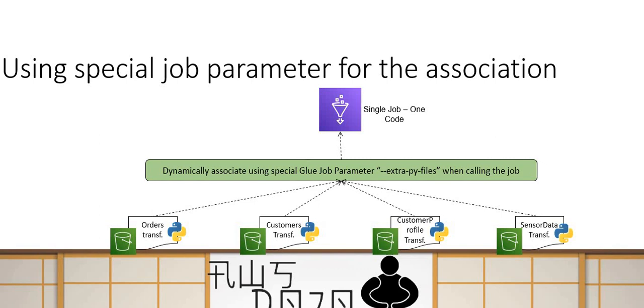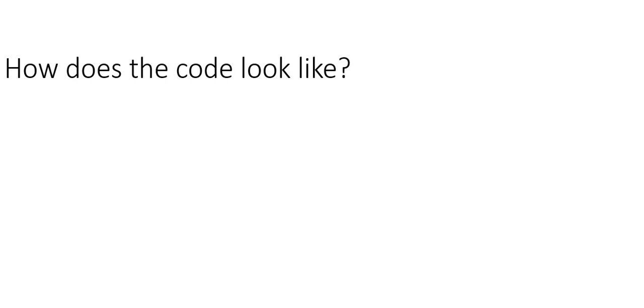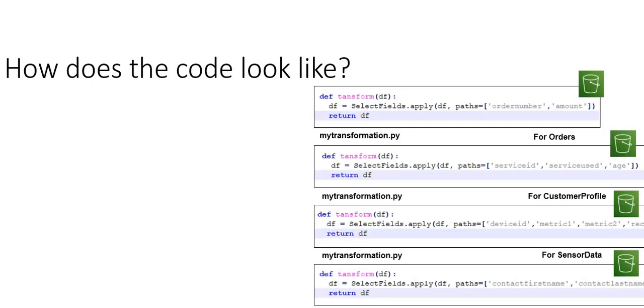So how does this code look? Because that's going to be the interesting part. First of all, the transformations are stored in the S3 bucket. There are a few requirements, of course, you have to meet. And I'm saying this is one pattern. There could be other patterns, but I'm talking about one of the simplest patterns you can think of.